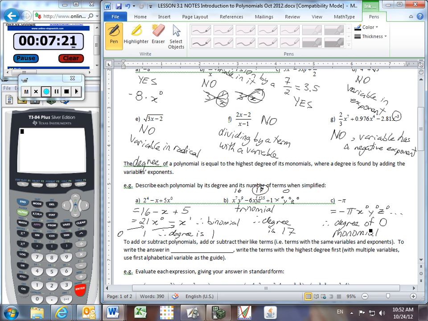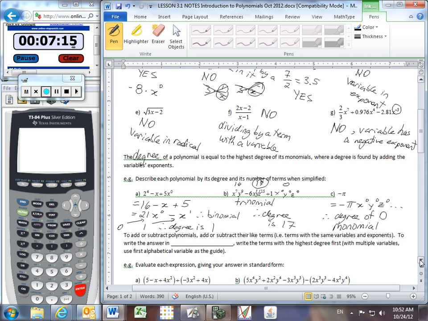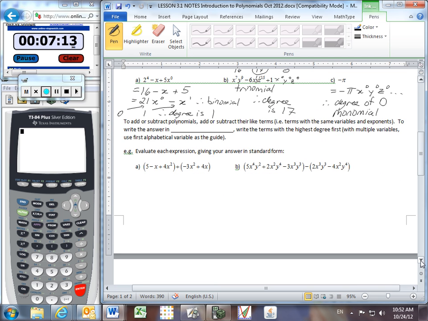All right, just one thing in there. To add or subtract polynomials, we need to add or subtract their like terms. That is to say, the terms with the same variables and exponents. If we want to write the answer in standard form, well then we want to write the terms with the highest degree first. The ones with multiple variables will use the first alphabetical variable as our guide. So I'll show you what I mean.